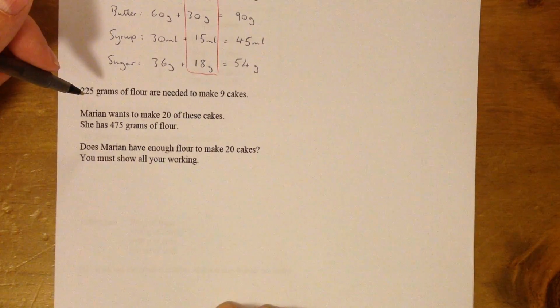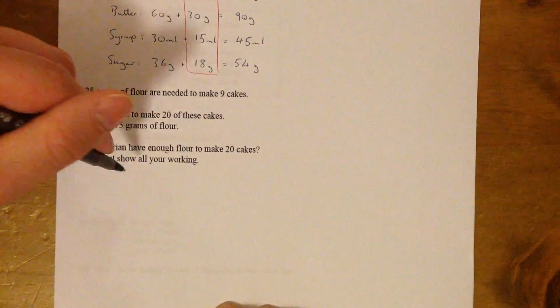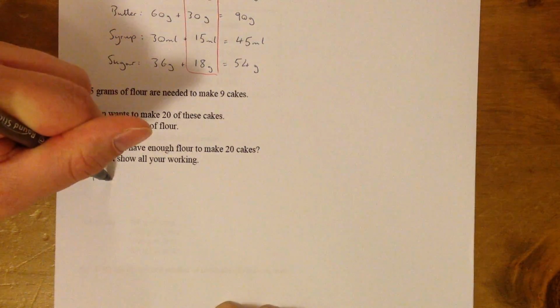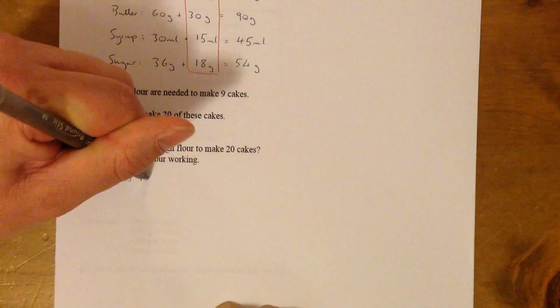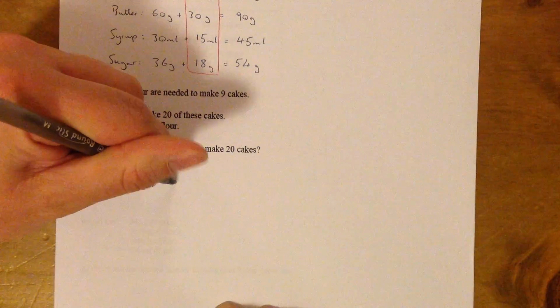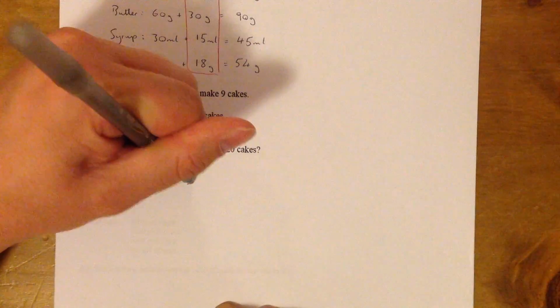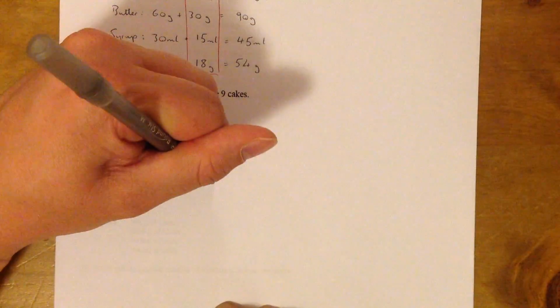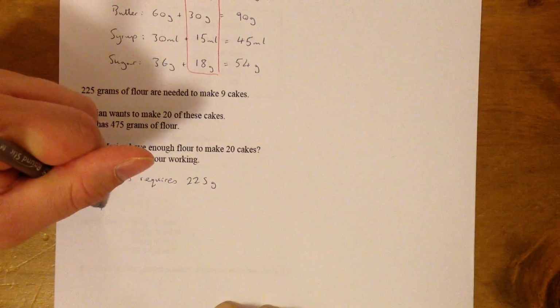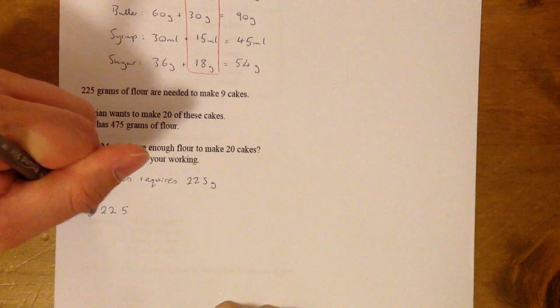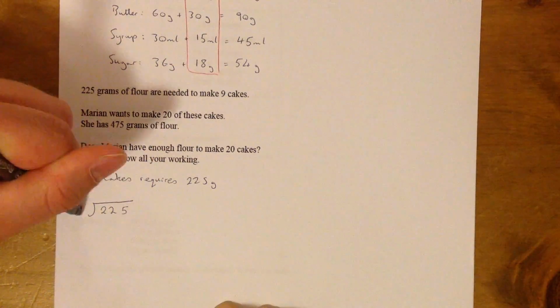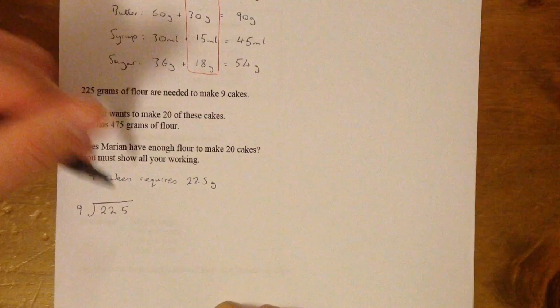So we're going to find out how many grams of flour she needs for 1 cake. So if 9 cakes requires, and I'm just reading this from the original part of the question here, requires 225 grams of flour, then 225 divided by 9 would give me the amount of flour required for 1 cake.